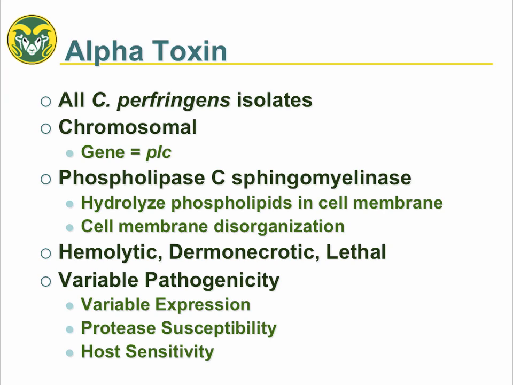A study that Dr. Van Meter did at Colorado State looking at isolates from hemorrhagic bowel syndrome found, interestingly, that type A isolates from cattle with hemorrhagic bowel syndrome had greater alpha toxin production than the type A isolates that came from healthy, normal animals. So there is some suspicion that the variable expression can make a difference in the pathogenicity of the isolates. These alpha toxins are very susceptible to proteases.